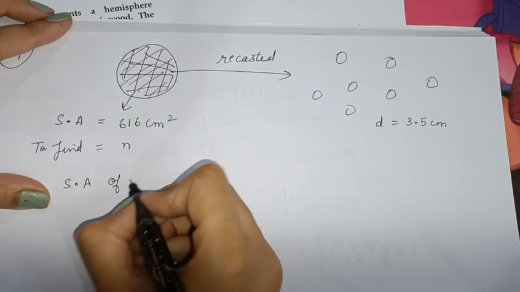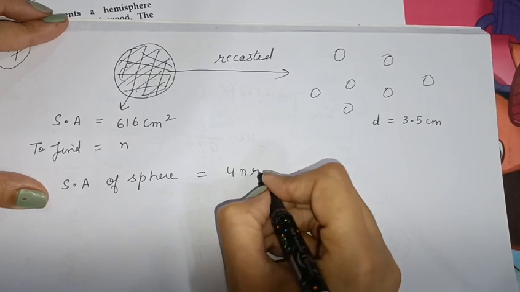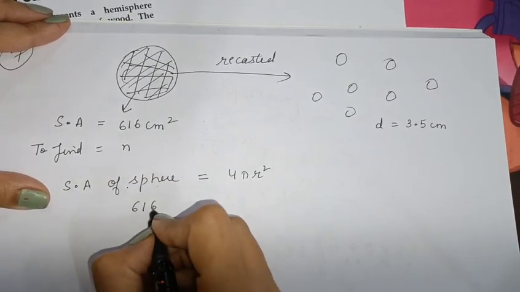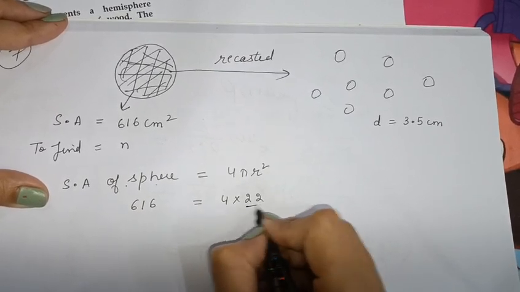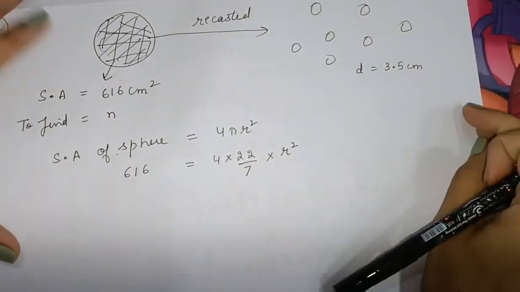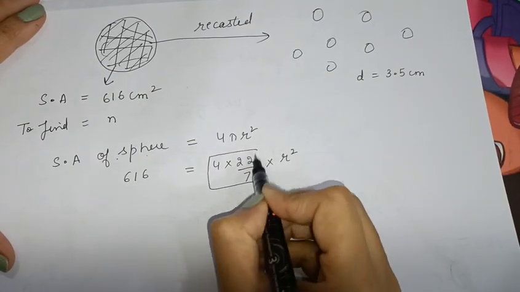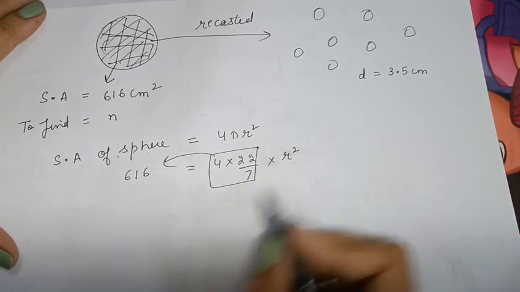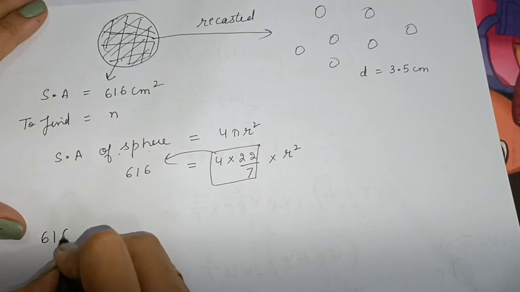Surface area of sphere is equal to 4 pi r square. Surface area is given to us as 616. I am just substituting its value: 4 into pi's value 22 by 7, and r square as it is, because its value we don't know. R we have to find. Now these things I'll shift to the other side, because r we have to find, let it stay on that side itself. So 616, a little bit I'll write 616.